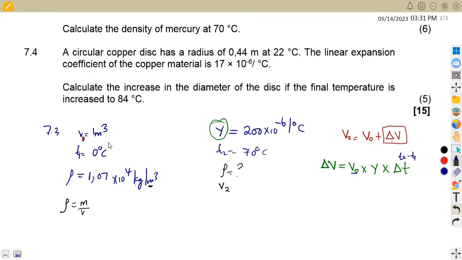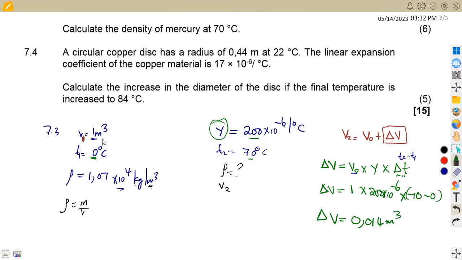The original volume is given as 1 cubic meter. So we can calculate the change in volume: 1 times gamma, which is 200 times 10 to the exponent of -6, times the change in temperature. It was at 0, now it's at 70, so that's 70 minus 0. The change in volume is going to be 0.014 in cubic meters.